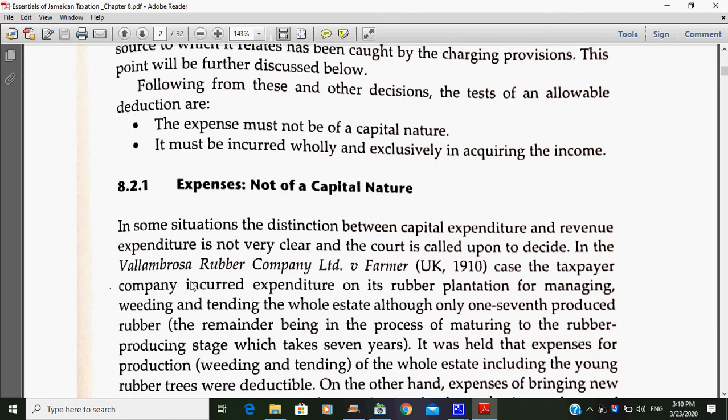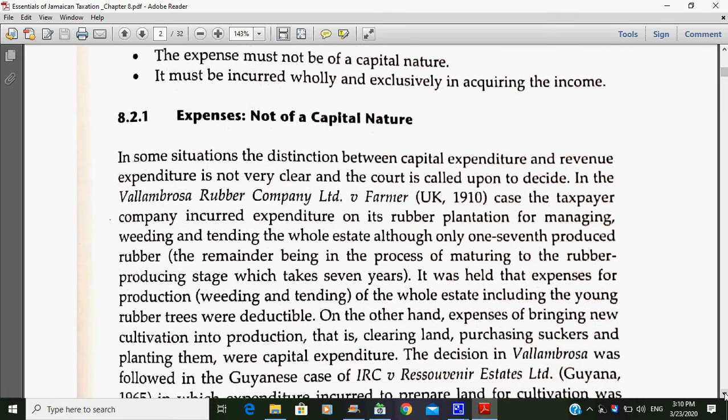In Valambrosa Rubber Company Limited versus Farmer, a UK case, the taxpayer company incurred expenditure on its rubber plantation for managing, weeding, and tending the whole estate, although only 1/7 produced rubber. The remainder was in the process of maturing to the rubber producing stage, which takes 7 years.